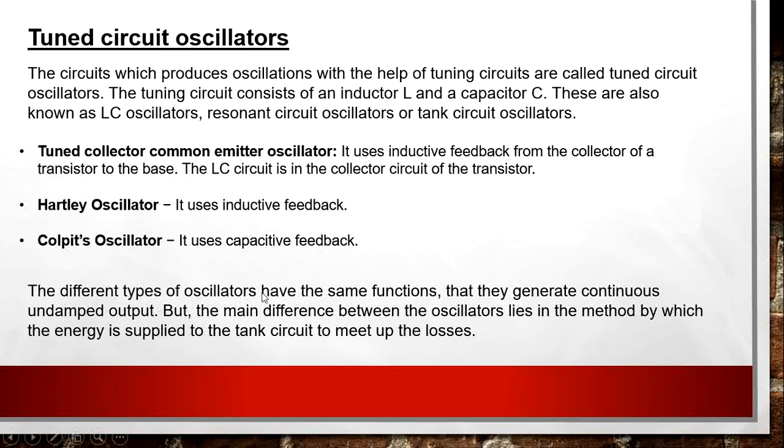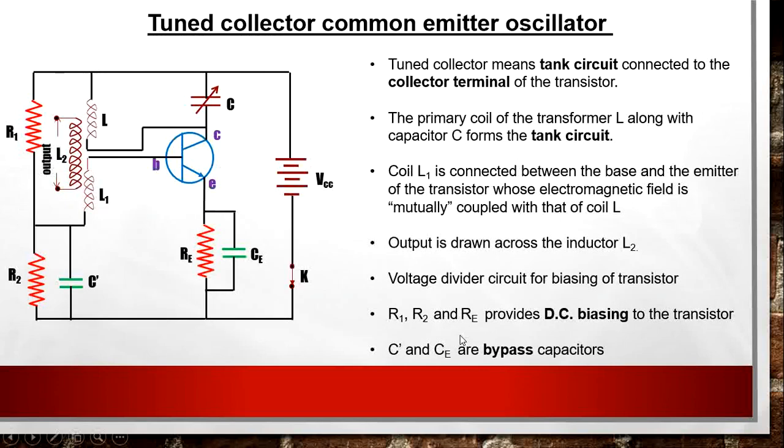The different types of oscillators have the same function, that they generate continuous undamped output. But the main difference between the oscillators lies in the method by which the energy is applied to the tank circuit to meet up the losses. First, I will discuss the tuned collector common emitter oscillator.